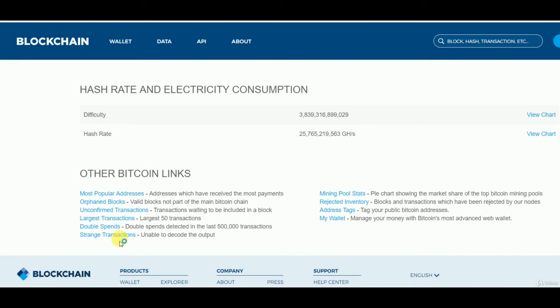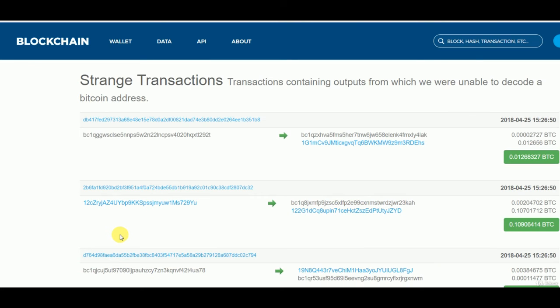Next are the strange transactions. Strange transactions are ones where sometimes we are unable to decode the output, or the address. We don't know whether that address is valid. If you use that address in the explorer, you couldn't find any transactions. Those kinds of transactions which use different or unknown addresses come under strange transactions.